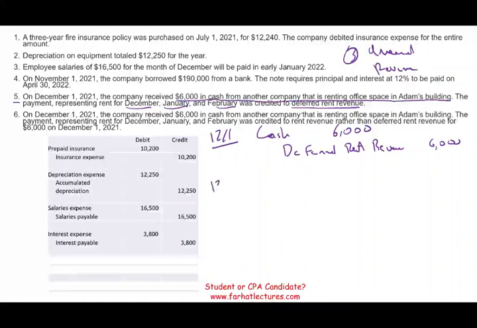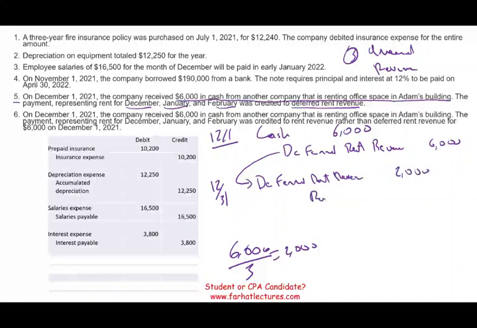Now, December 31st, 12/31. From December 1st till December 31st, I earned 1 month of revenue. Well, they gave me 6,000 for 3 months. Therefore, I earned 2,000. What I do on December 31st, I debit this account. I start to reduce this account. Deferred rent revenue 2,000, and I will credit rent. I start to count the revenue 2,000. Therefore, this is the adjusting entry right here.